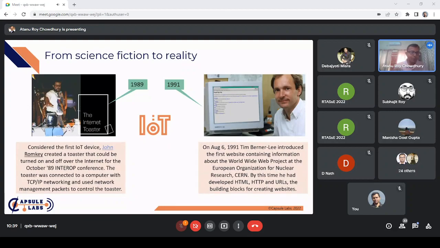Just think about that. Before HTTP came out, before URLs and hyperlinks came out, you had an internet-connected toaster that was working over TCP. It was using SNMP frames over TCP to trigger relays, right? So the desire to create internet-connected devices has always been there. It is just now that it's become a lot simpler.